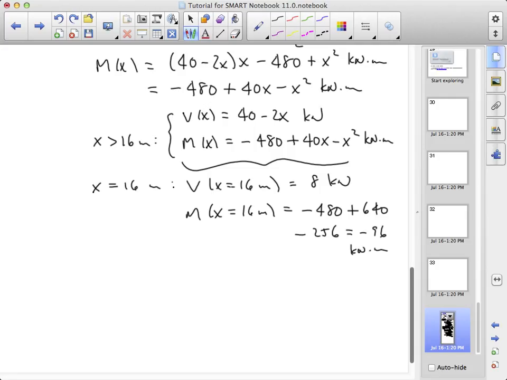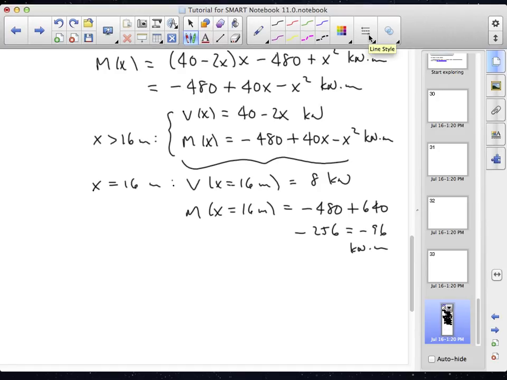In comparing the values as x goes to 16 meters from below and above, what we see is that V jumps from minus 22 to plus 8 kilonewtons. The jump of 30 kilonewtons exactly matches the reaction at B, and we don't have a discontinuity in M. It's minus 96 kilonewton meters whether we approach 16 meters from above or below.